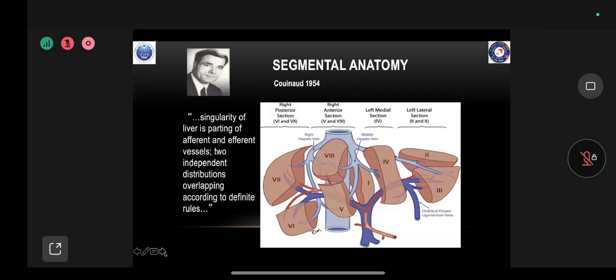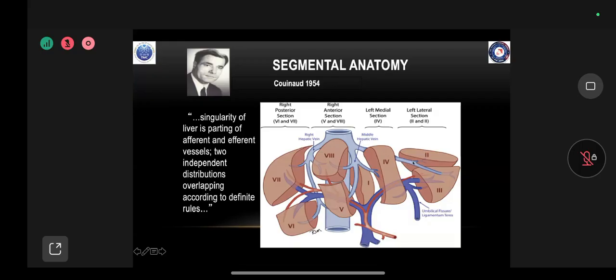So we know that Couinaud was the person who described segmental anatomy, and he used the basis of what we call sections to divide the liver into 8 portions who had their independent inflow and outflow. These were divided mainly based on hepatic veins. So as you can see here, this is the cava, and these are the hepatic veins which divide the liver.